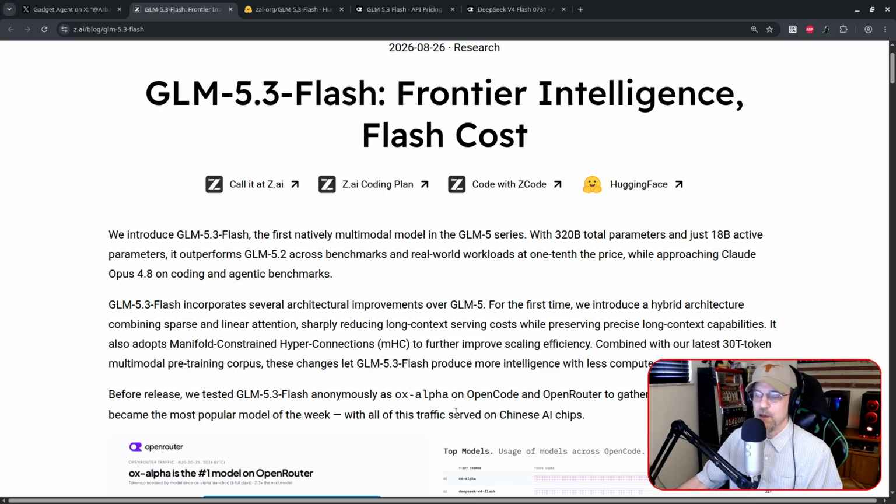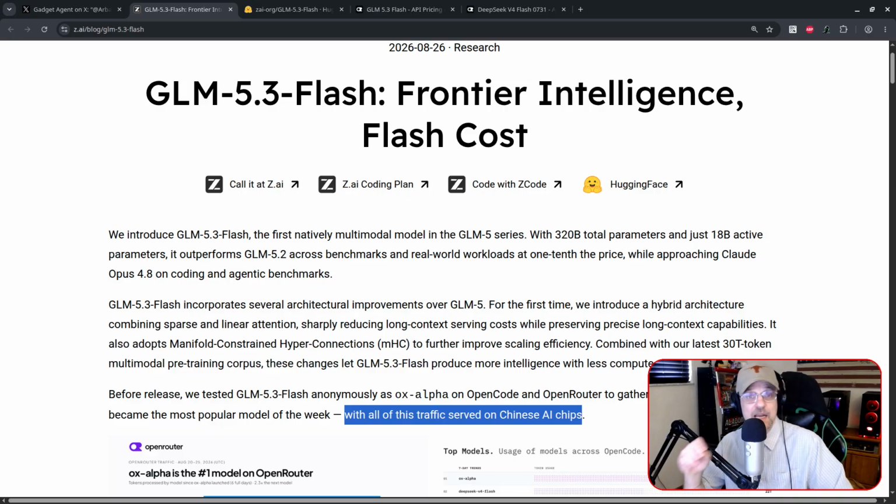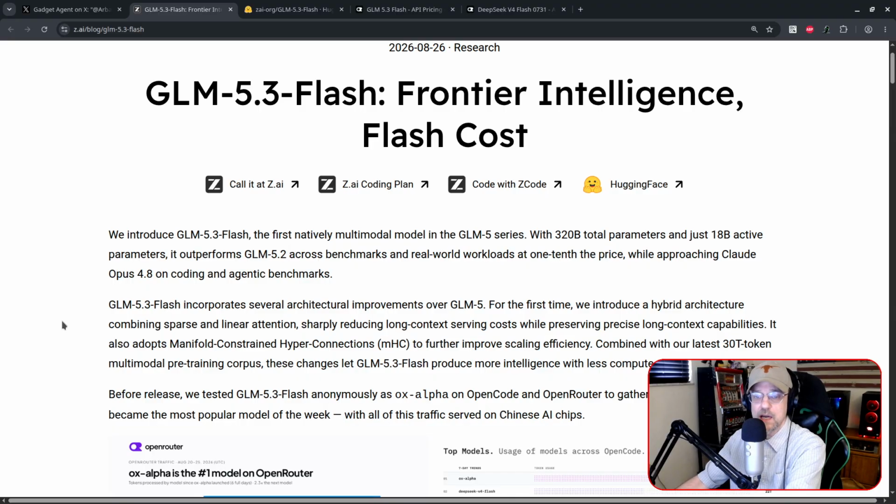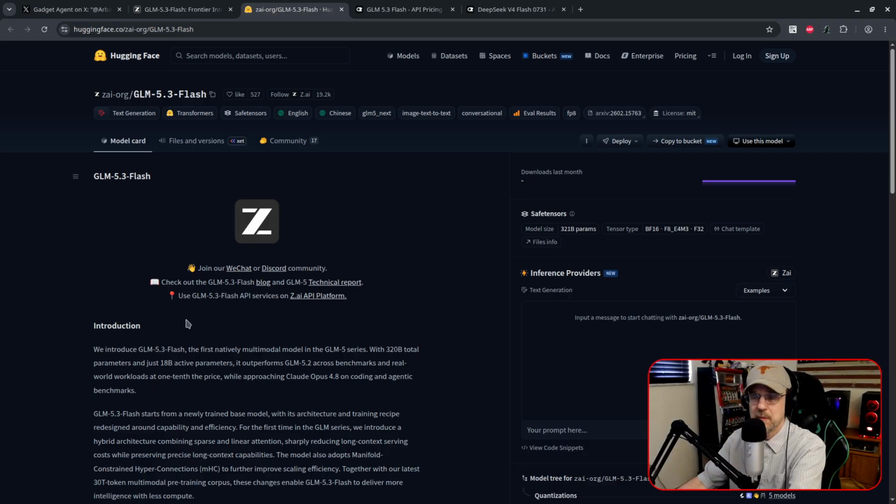I want to skip ahead, though, because all of this preview traffic has been served on Chinese AI chips, and that is incredibly relevant. It is important that Nvidia not be the only manufacturer of good chips for running AI inference. So it's quite promising to see that China is now getting to a point where we're getting this level of performance. And I spent 2 solid days working with it, and I really didn't have any problems at all. I have some commentary. We'll get to that in a bit.